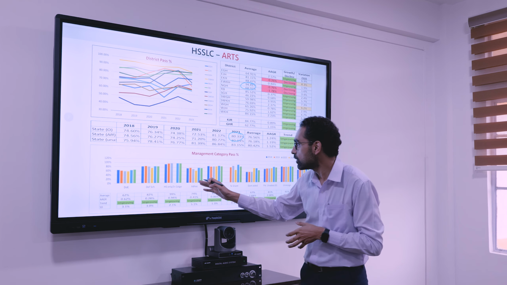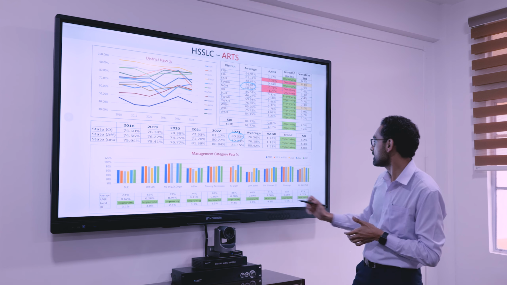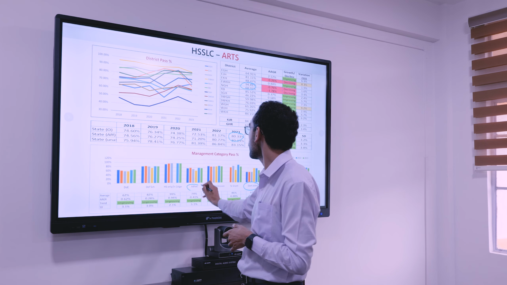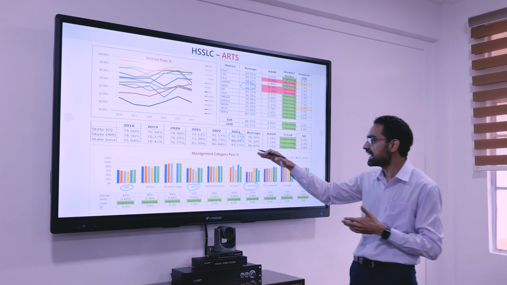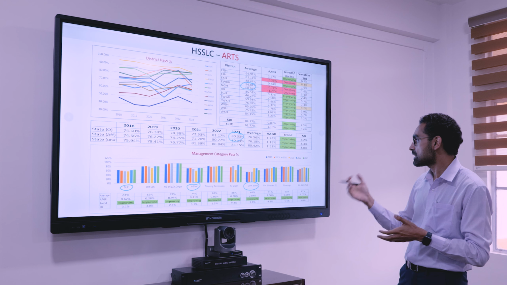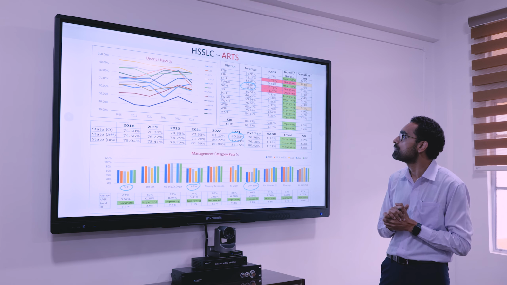But when we also see the management category-wise, we see that the government-aided schools and also ad hoc and also the government Department of Education schools are relatively performing less as compared to the other categories of schools, although the trend is on an improving side, but still there is a lot of scope for improvement.